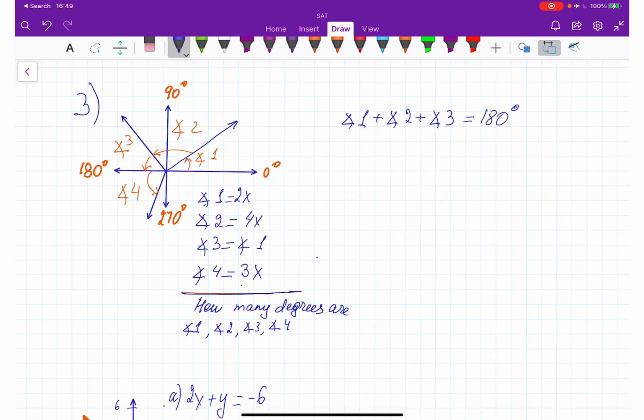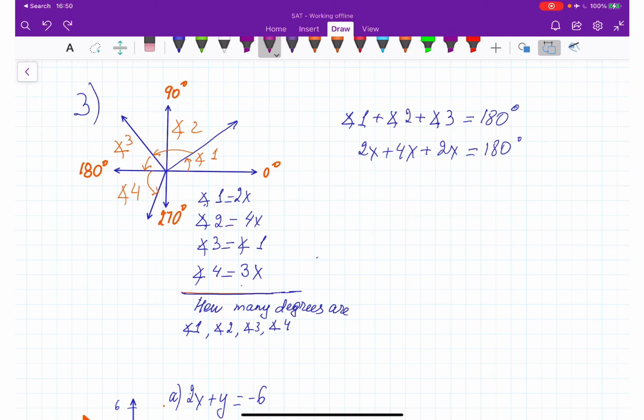Okay, how much is my angle 1? Angle 1 is 2x. Angle 2 is 4x. Angle 3 is equal to angle 1, which is going to be 2x, right? And this is equal to 180 degrees. So let me show you. All this is 180 degrees, so it includes 1, 2, and 3. Now don't worry about 4, because I cannot add 4 since I don't know the position of angle 4. I cannot solve angle 4 right now.